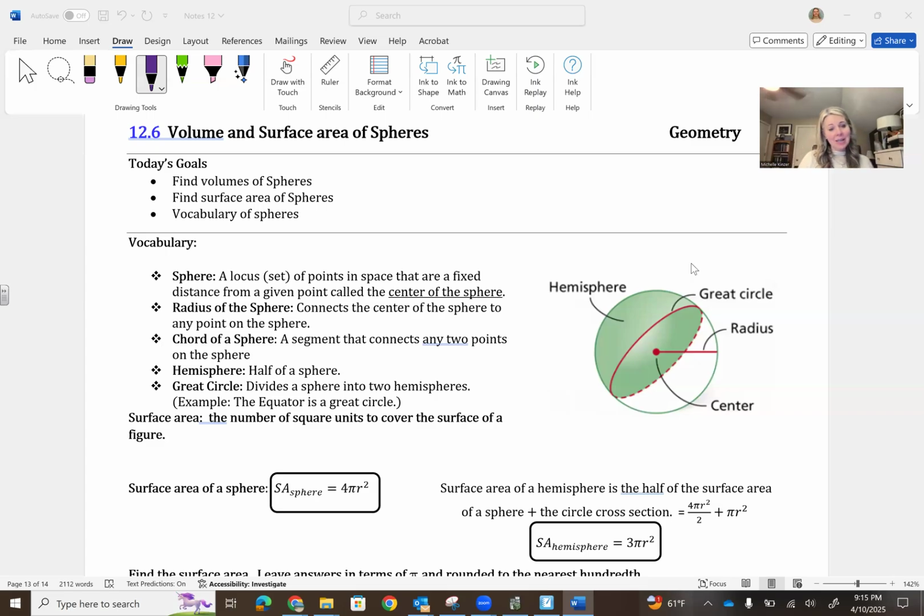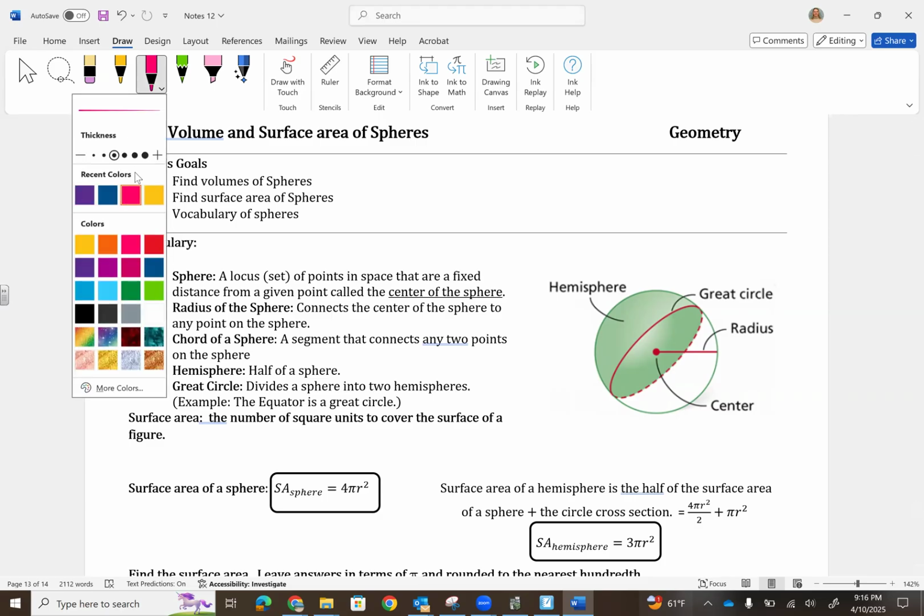Okay, so today is lesson 12.6, the volume and surface area of spheres. We have talked about the volume and surface area of prisms and pyramids. We also have talked about the volume and surface area of cones. Pyramids, prisms, cones, and now it's time for the curvy shape. So again, my list is not the best, but let's look at what we're going to do today. Spheres and hemispheres. Those are the main things today.